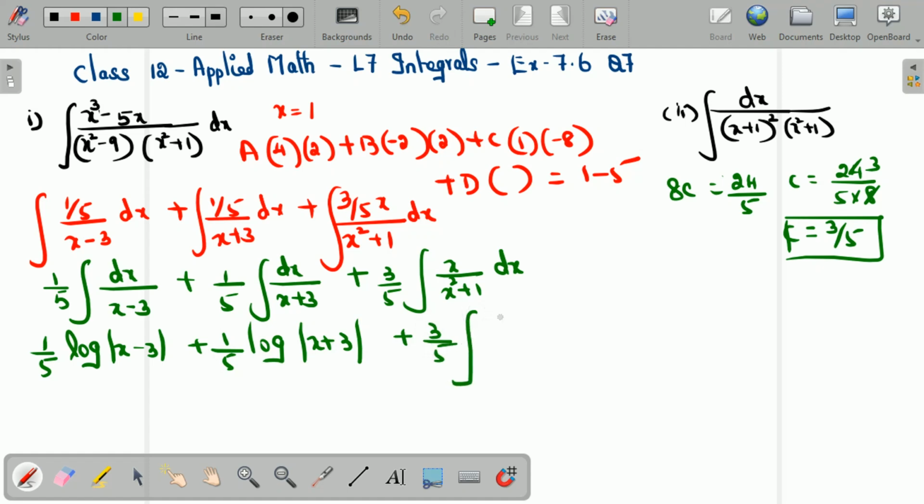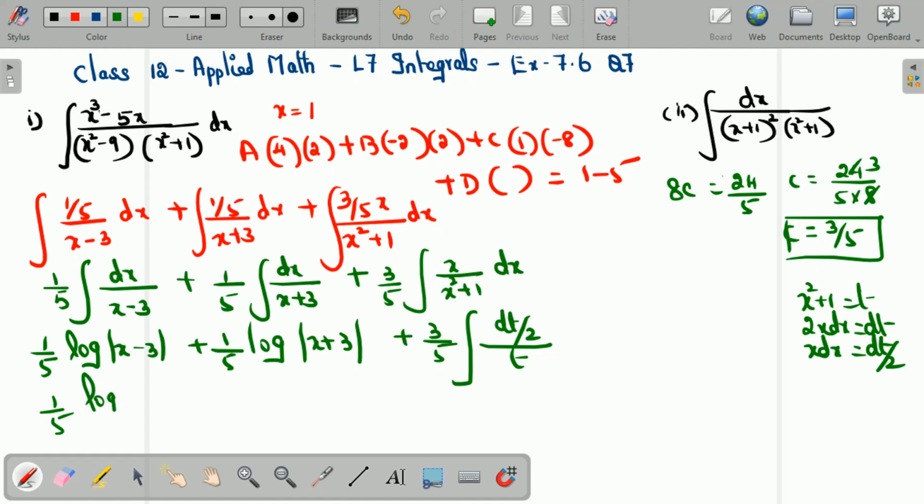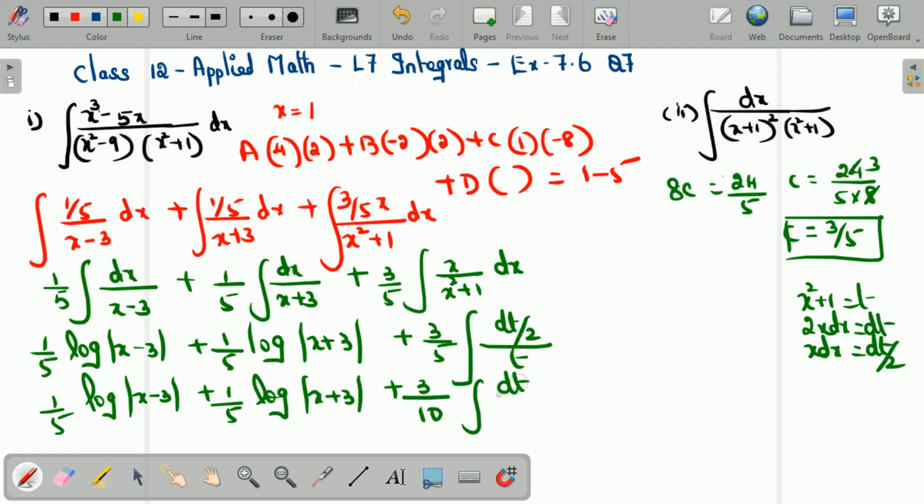Here I am going to do a substitution. x square plus 1 is equal to t. So 2x dx is equal to dt, or x dx is equal to dt divided by 2. So this will become dt divided by 2 by t. In the next step, I will be taking the 1 by 2 out. So 1 by 5 log of x minus 3 plus 1 by 5 log of x plus 3 plus 3 by this 1 by 2 also comes in. So this is integral of dt divided by t.